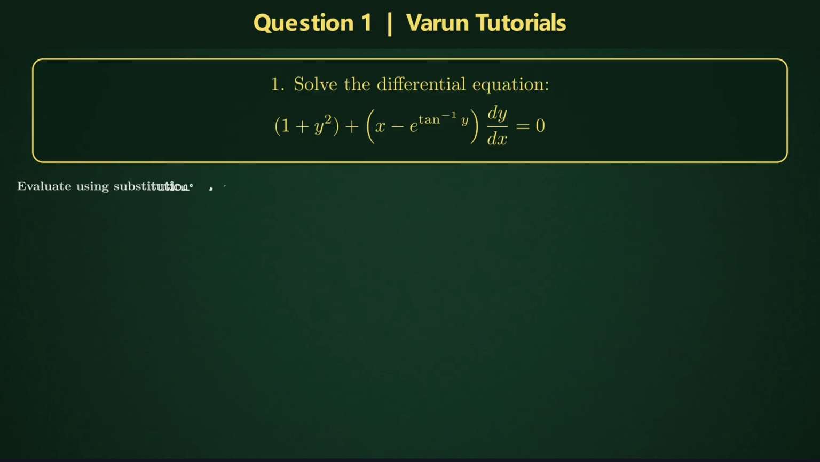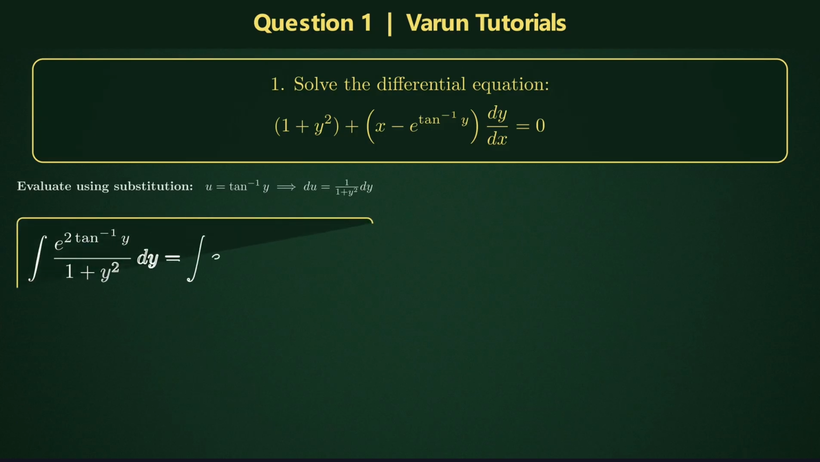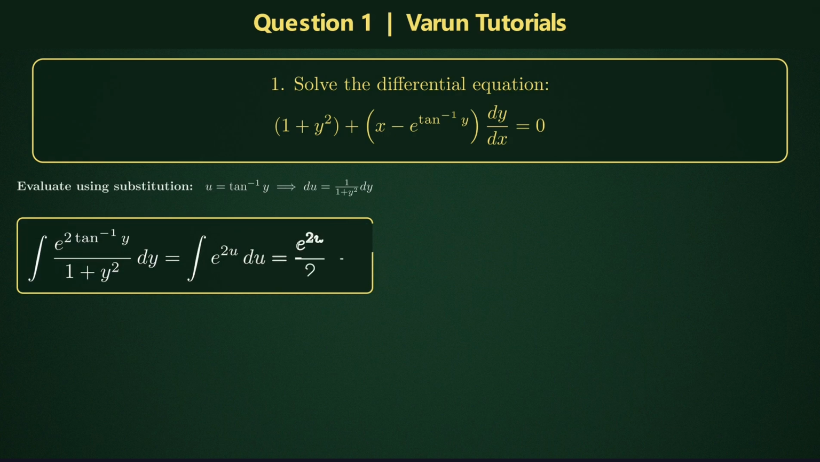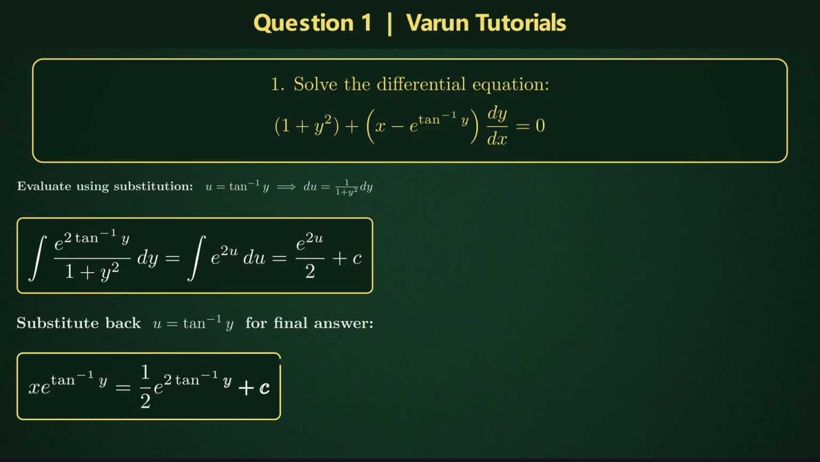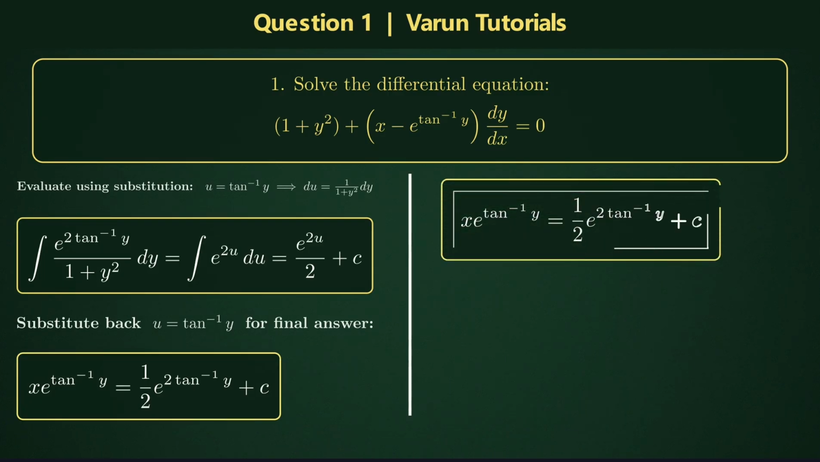Put u equals tangent inverse of y, which gives du equals 1 over 1 plus y squared, dy. Substituting these values transforms the integral into the integral of e to the 2u, du, which integrates to e to the 2u, over 2, plus c. Now we substitute back u equals tangent inverse of y to find our final answer. This gives x times e to the tangent inverse of y, equals 1/2 times e to the 2 tangent inverse of y, plus c. Here is the final required general solution, highlighted and boxed.